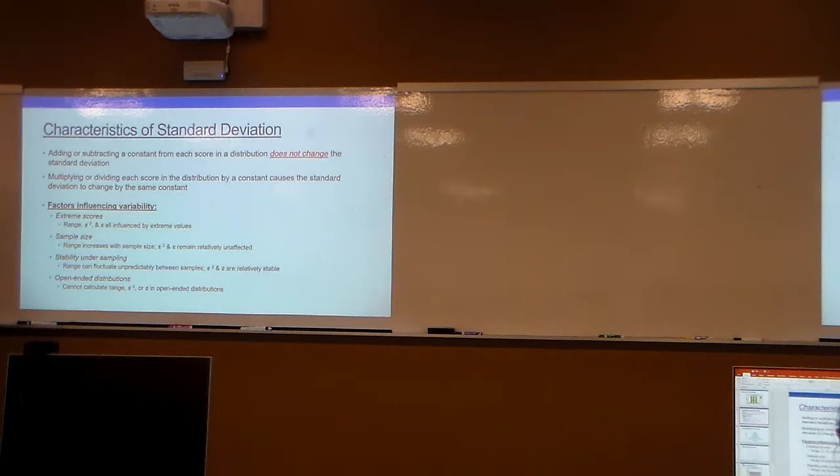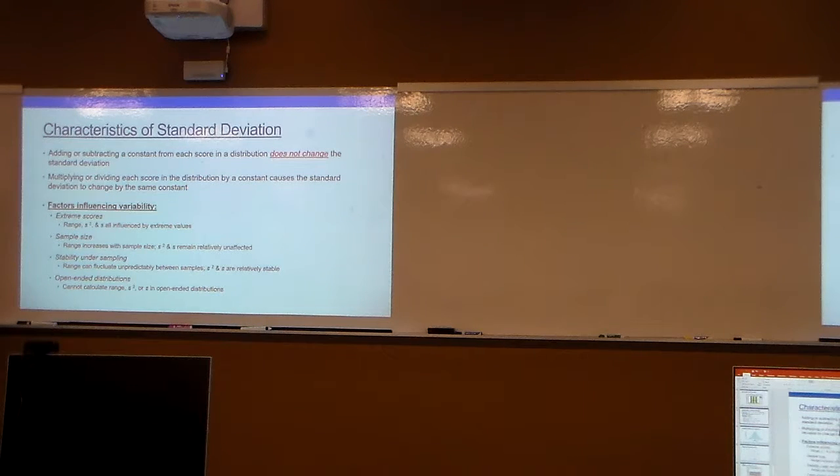Stability under sampling, range can jump around unpredictably, right? My upper limit and my lower limit, those are the 2 scores. So my range is dependent on 2 scores, the highest value and the lowest value. Across multiple replications, from sample to sample, that can jump around quite a large bit. Our variance and our standard deviation continue to be pretty consistent.